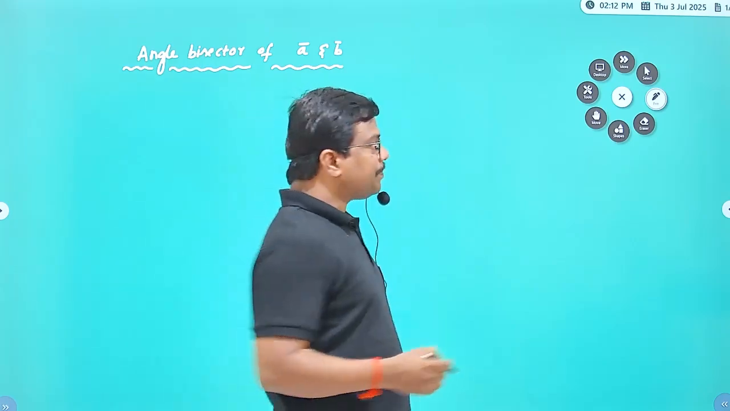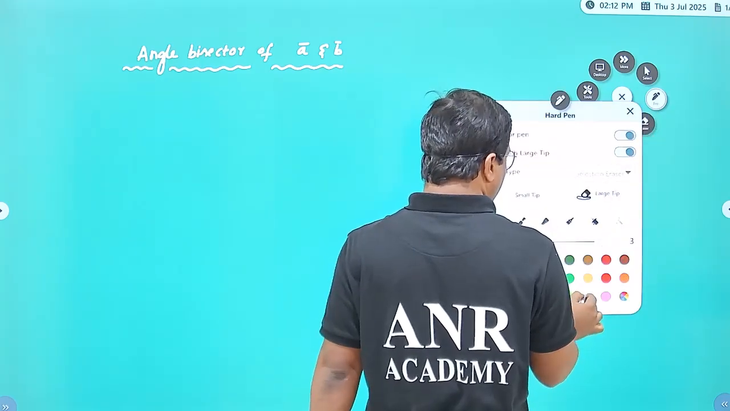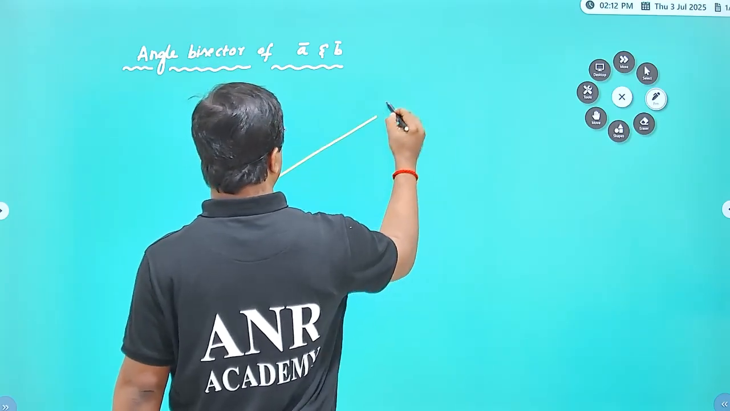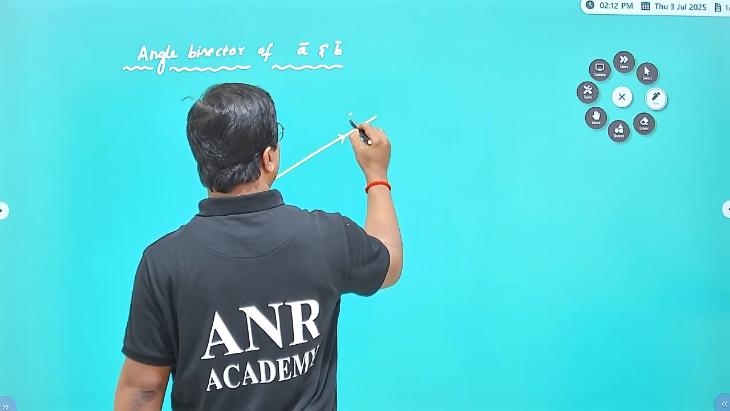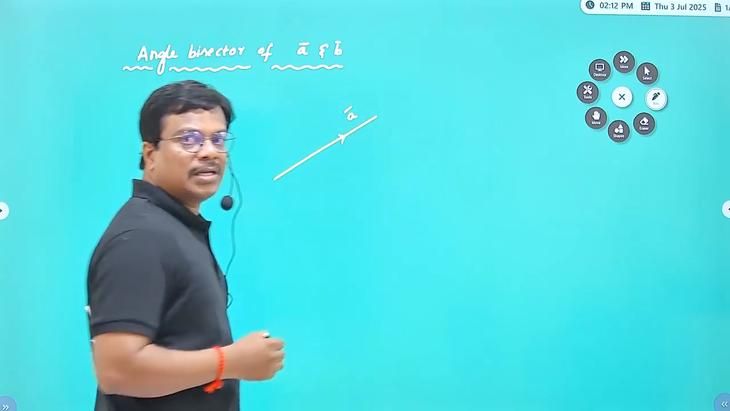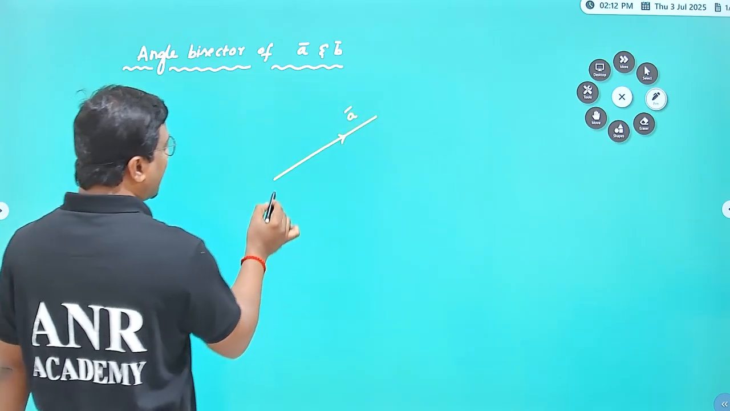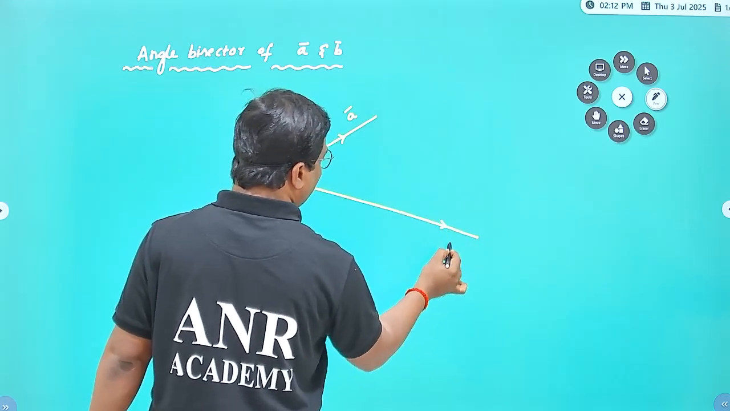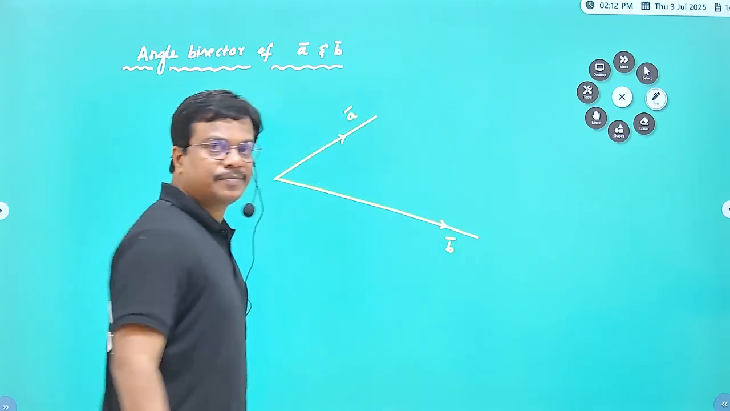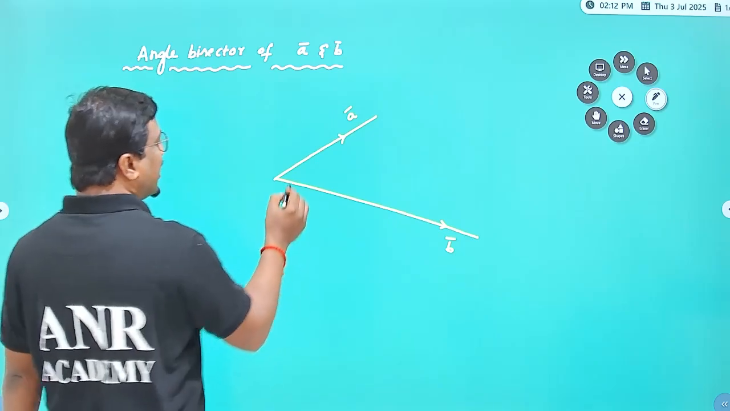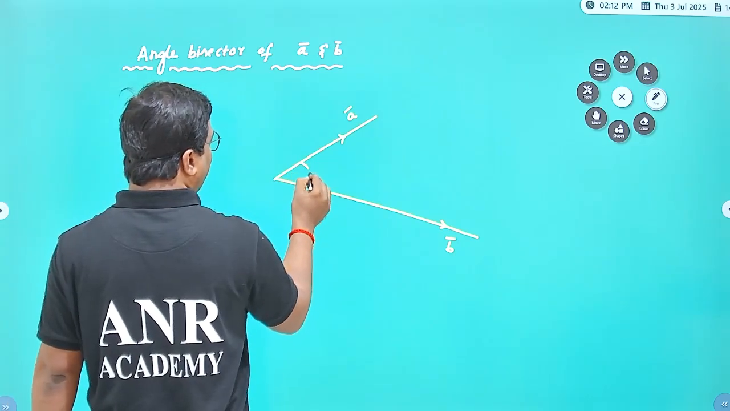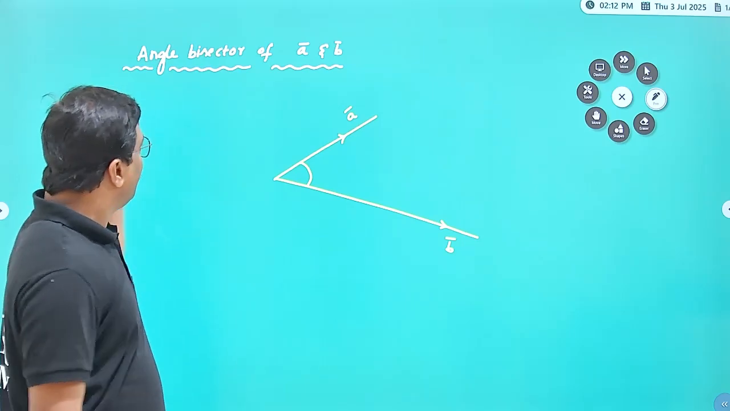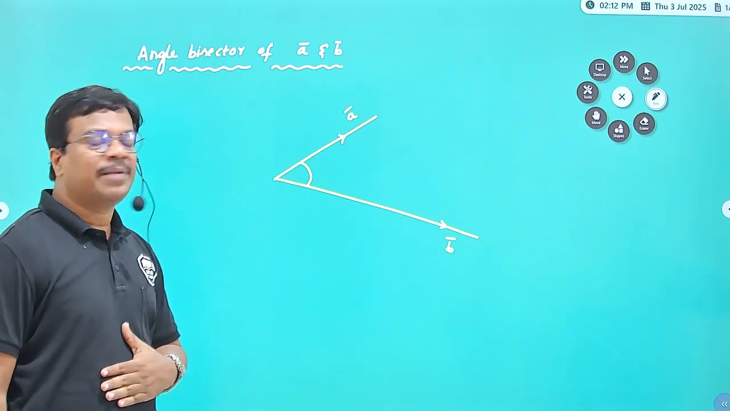Suppose that A is a vector in this direction. Assume that this is A bar. Next, another vector B bar. Suppose that this one is the vector called B. And this is the angle between A bar and B bar. Here, you need to find the angle bisector of A and B.